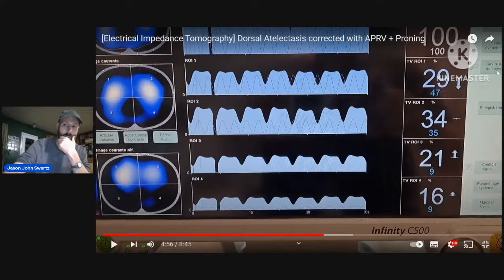Here we can see already that now we have 29%, we have 34%, 21, 16. We see that they're getting closer and closer to 25% in each quadrant.